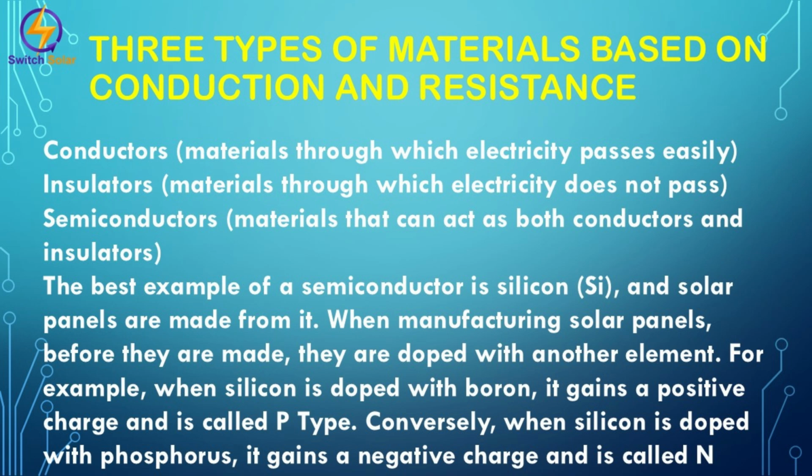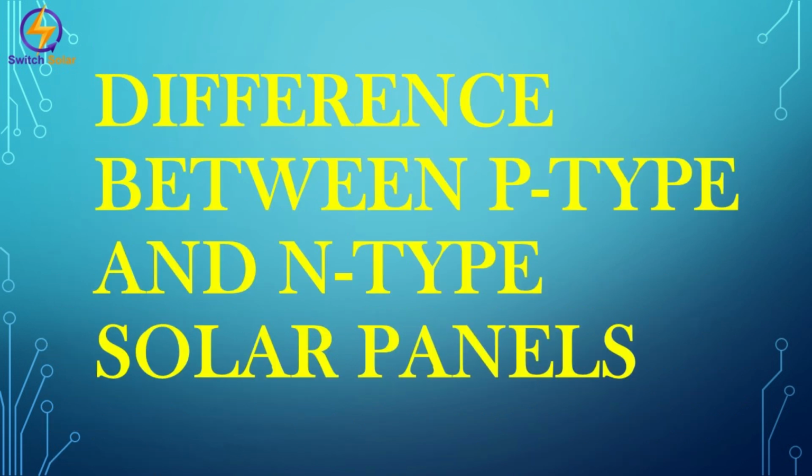When manufacturing solar panels, before they are made, they are doped with another element. For example, when silicon is doped with boron, it gains a positive charge and is called p-type. Conversely, when silicon is doped with phosphorus, it gains a negative charge and is called n-type. Difference between p-type and n-type solar panels.